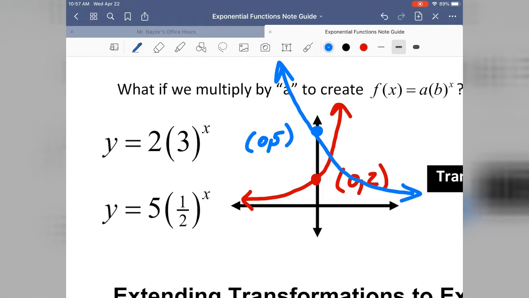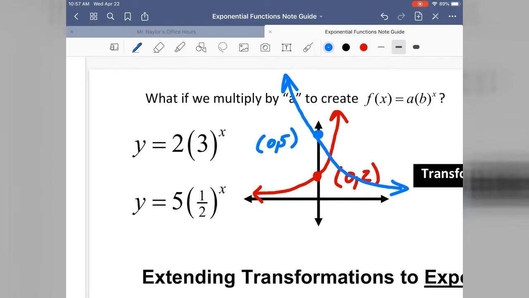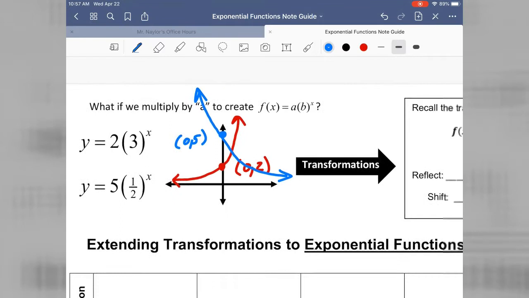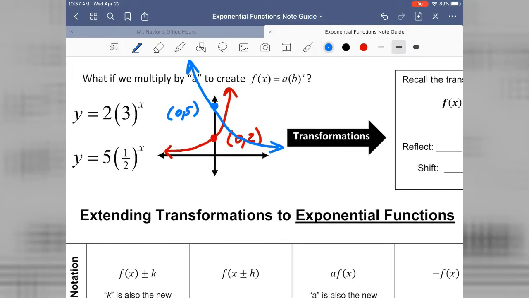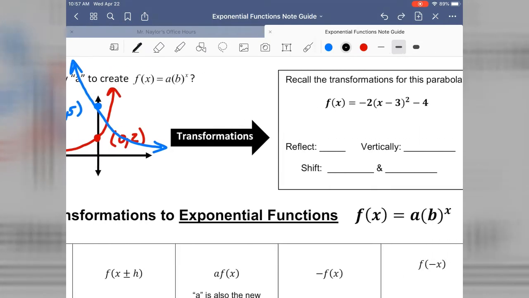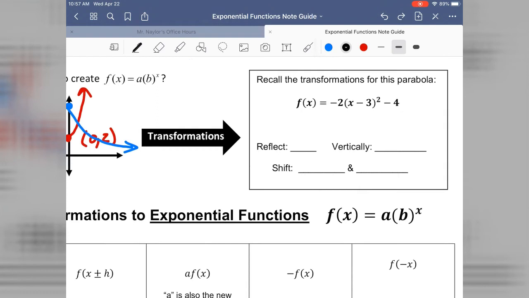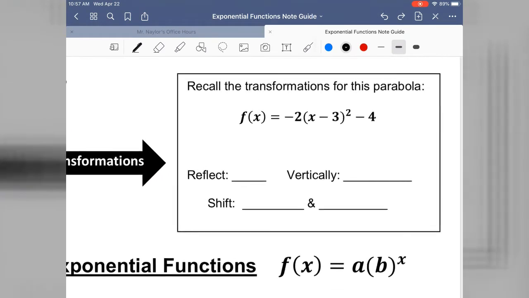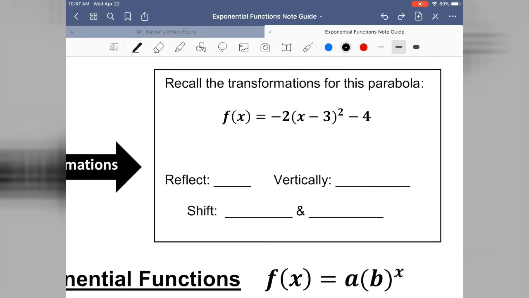So what is happening here is we're starting to see that we can transform these exponential equations. And the idea of transformations is one of those big ideas that we've been studying all year in Algebra 2. Transformations, remember, are any time that we change or shift or reflect a graph. And it's always good to remember how to do this with an old graph, like maybe a parabola, so that we can do this with a new graph, our exponentials.